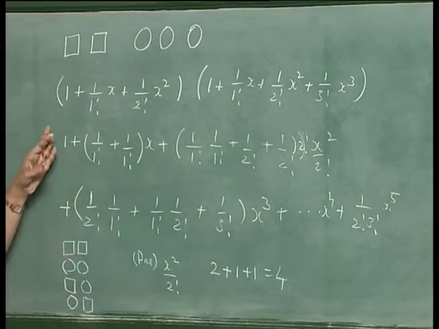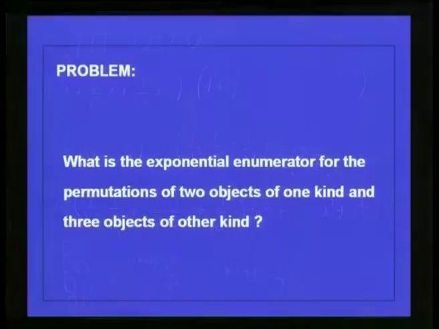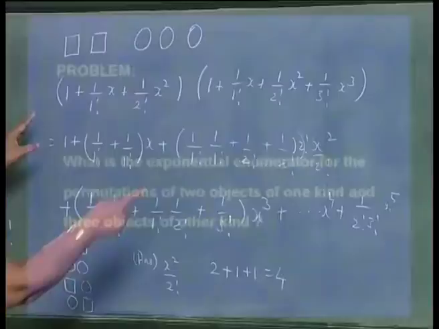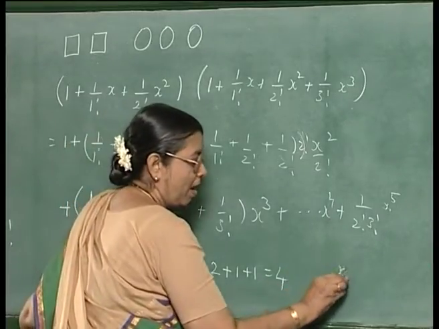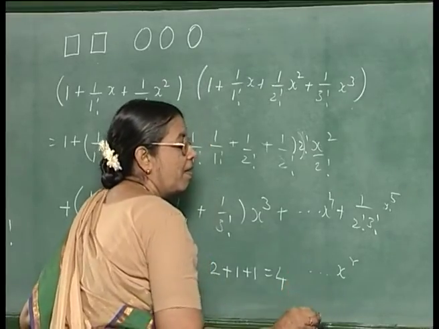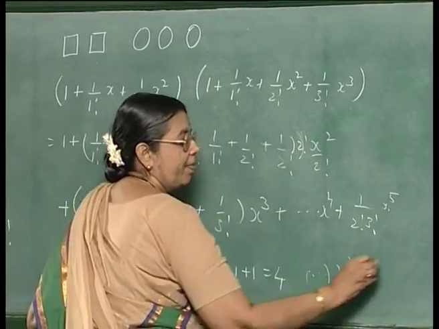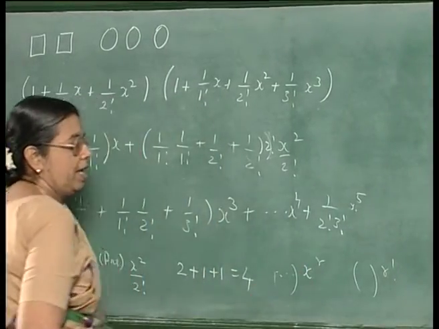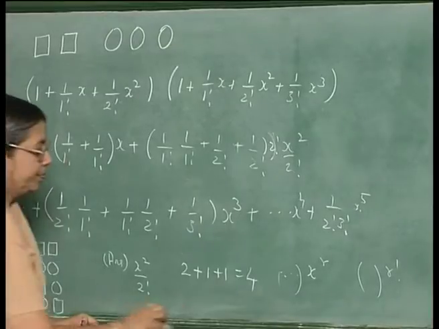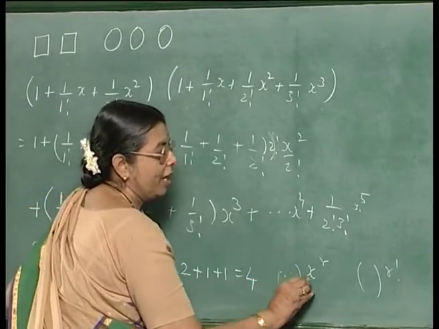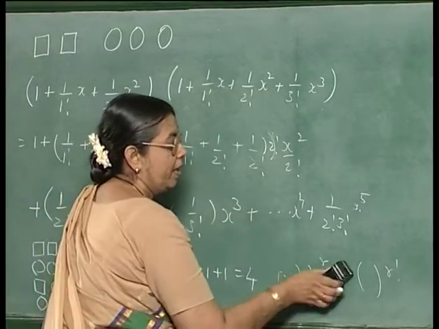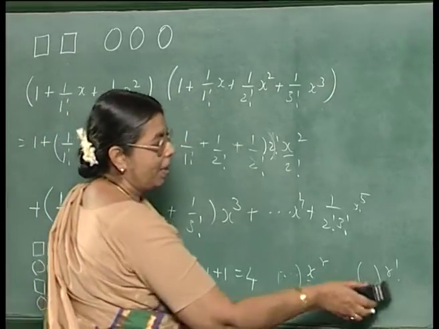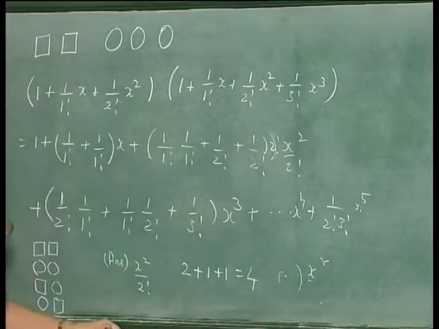So, the exponential enumerator for permutation of 2 objects of one kind and 3 objects of another kind is given by this product, and if you take the coefficient of say x power r, that coefficient into r factorial will give you the number of permutations. Because you have to express an exponential enumerator in this manner. So, the coefficient of x power r in this product multiplied by r factorial will give you the number of permutations.